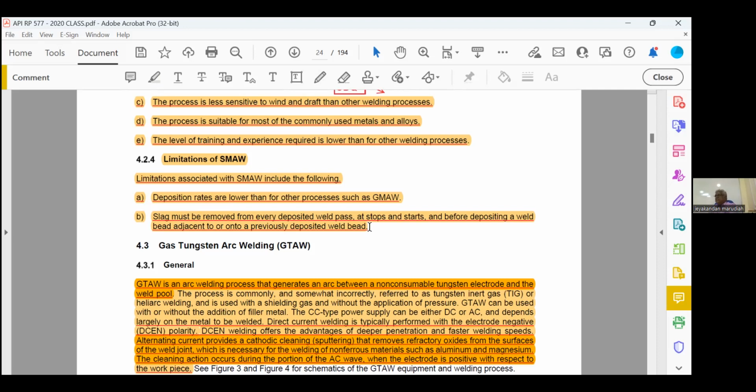Now, what are the advantages? It is a clean process. Very good for root pass welding because we can get uniform fusion and penetration. What are the disadvantages? The deposition rate is very low. And there is high welder fatigue; the welder will be easily tired. Why? Why can a GTAW welder not weld continuously?